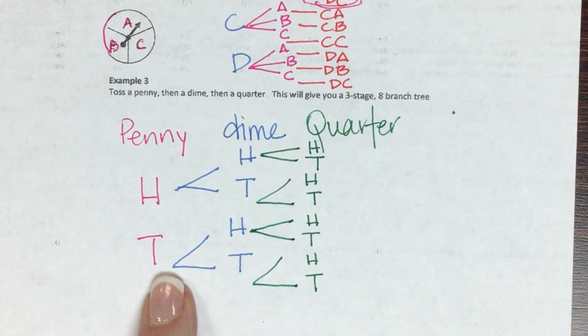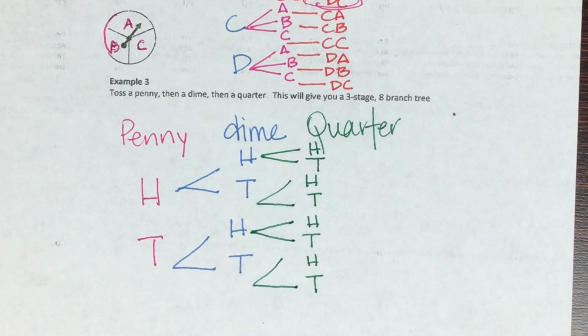So there's my penny, my dime, and my quarter. So I'm just making a tree. I'm taking branches off of my trees.